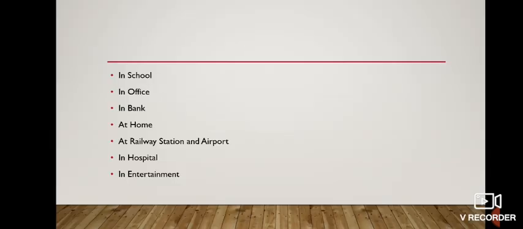Next is uses of computers in different areas, or we can say the role of a computer at different places. Like computers in school, computers in offices, in banks, at home, at railway station and airport, in hospitals, in entertainment, right? So there are so many places in which we can use a computer, and it makes our work very easy and fast too. So we will read these points one by one in our next video.